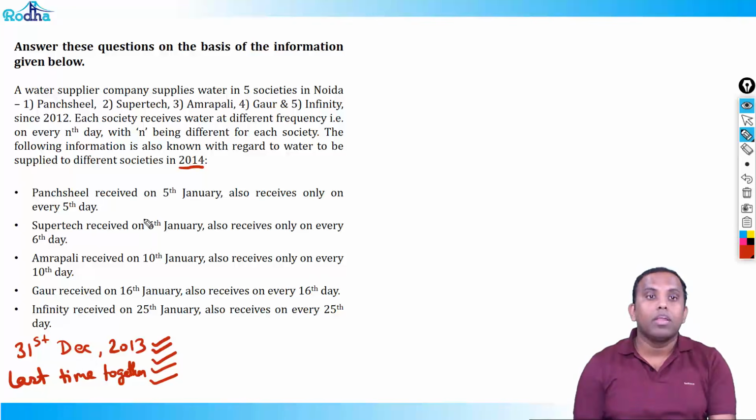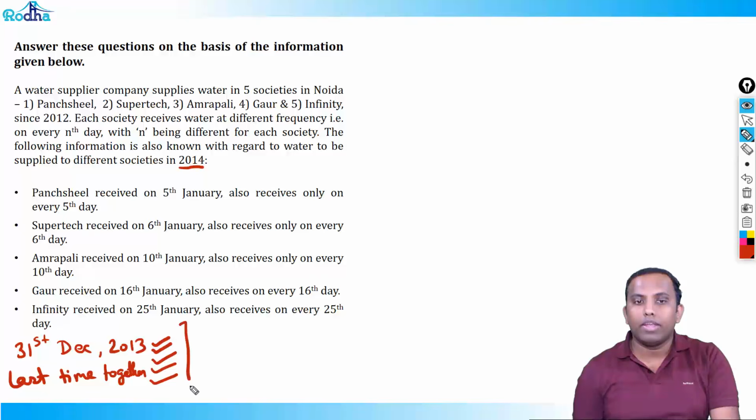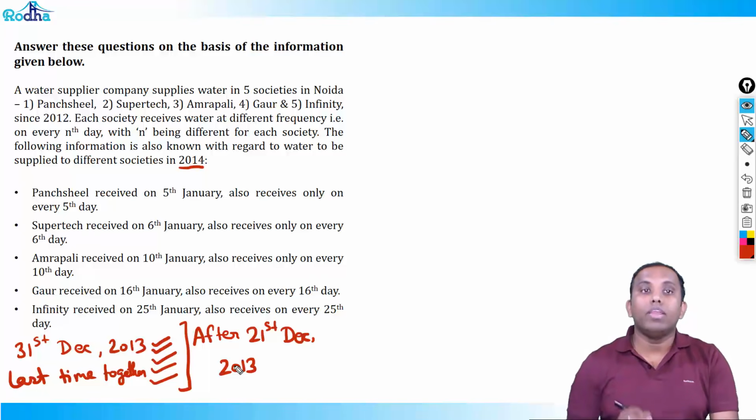Now, Panchsheel received on 5th January and this is also the 5th day. So we'll see after 31st December 2013, when they will again receive together. Panchsheel receives on every 5th day, Supertech receives on every 6th day, Amrapali receives on every 10th day, Gaur receives on every 16th day, and Infinity receives on every 25th day.